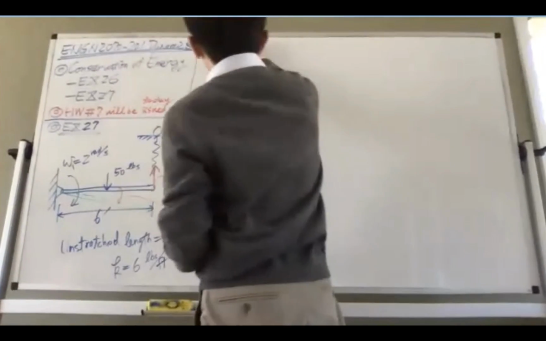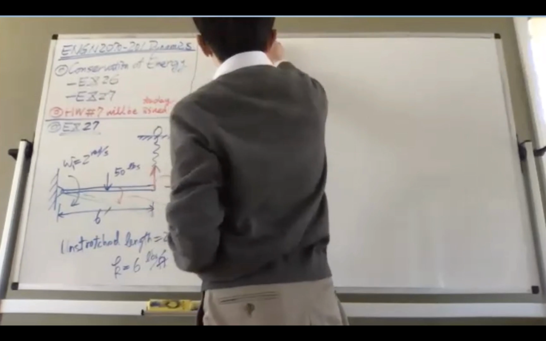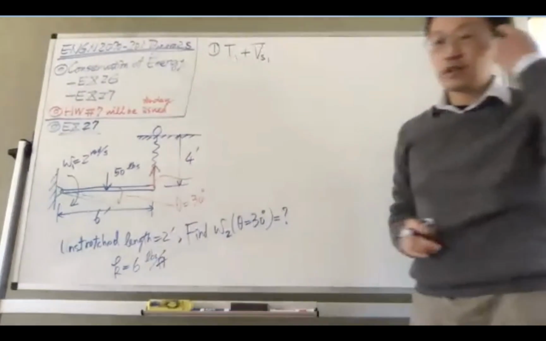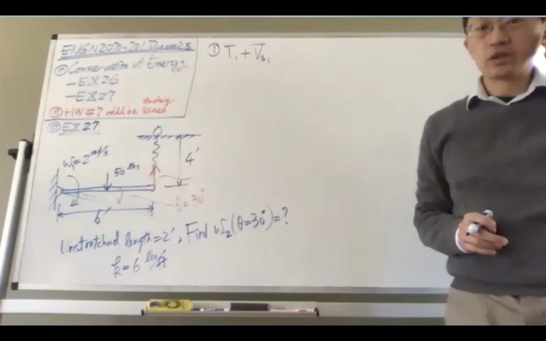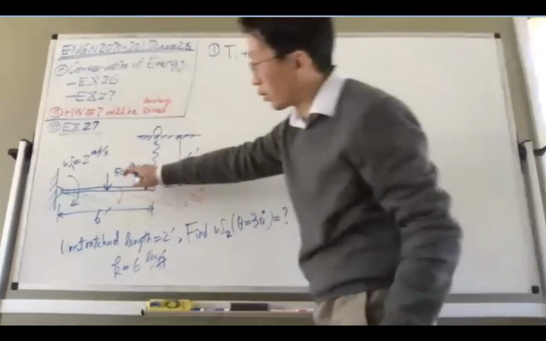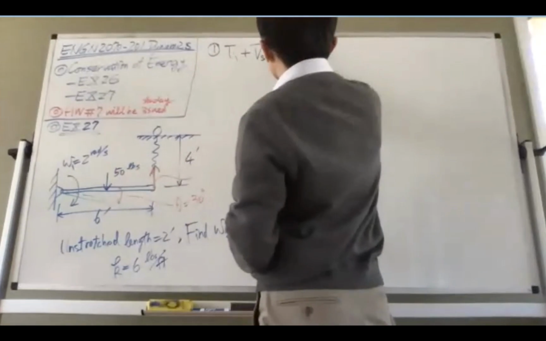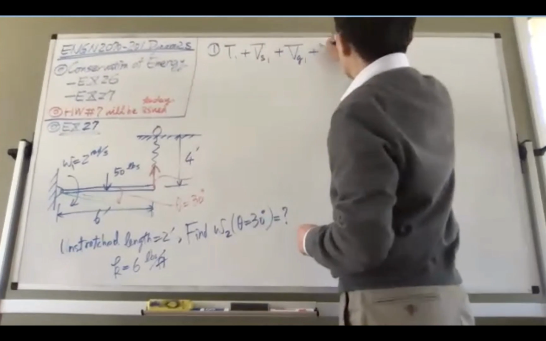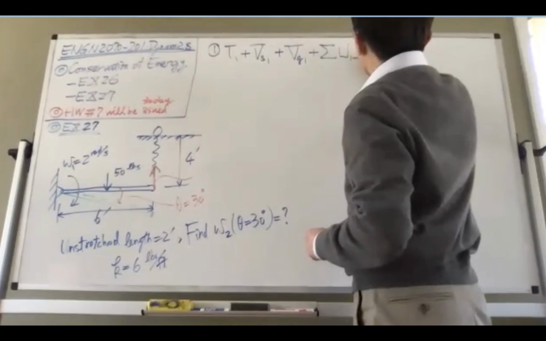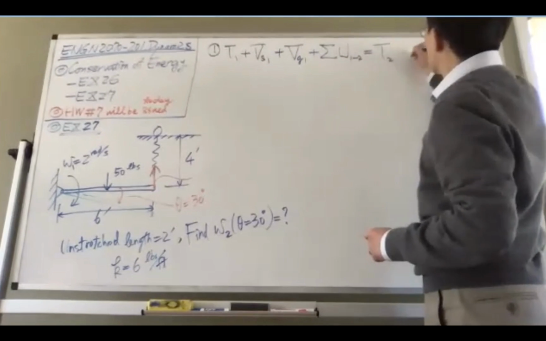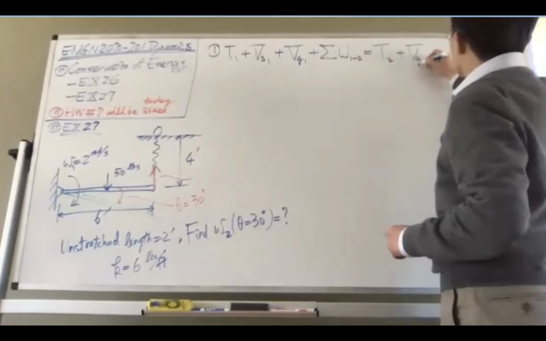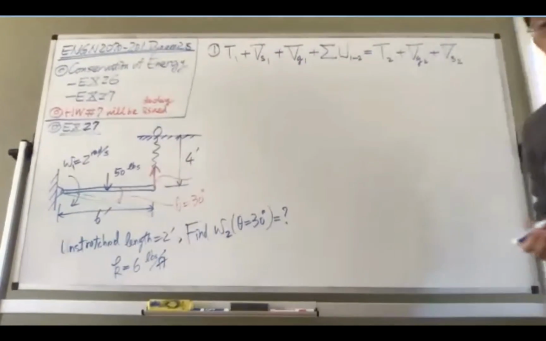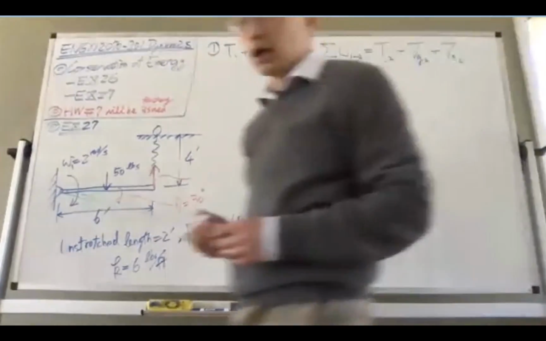Now, just recall that T1 plus the integral of F ds1. Do we have the change of gravitational potential energy? Yes, because the bar will also experience vertical change. You also have VG1 plus the summation of total work 1 to 2 equals T2 plus VG2 plus VS2. So this is our formulation here.